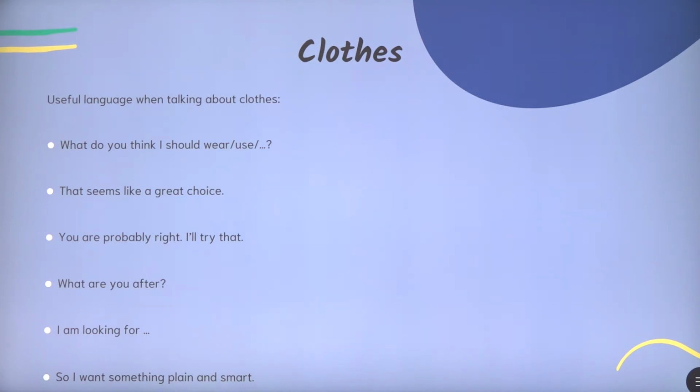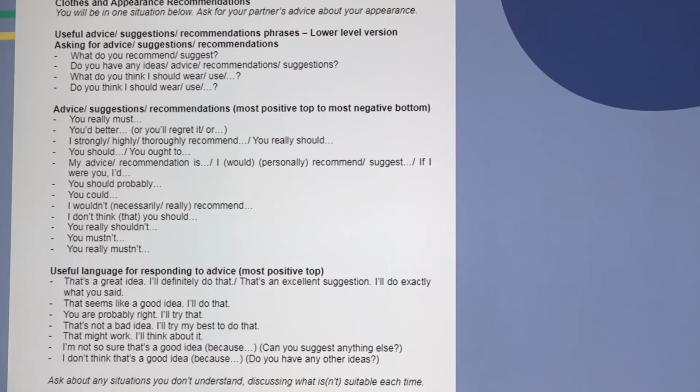Some of the forms of advice, suggestions, and recommendations are reported here. As we can see: What do you recommend or suggest? Do you have any ideas or suggestions on what I should be wearing? Do you think I should use these trainers? And so on. Then we've got other positive comments like: you really must, you could, you should probably, you really mustn't, and so on.